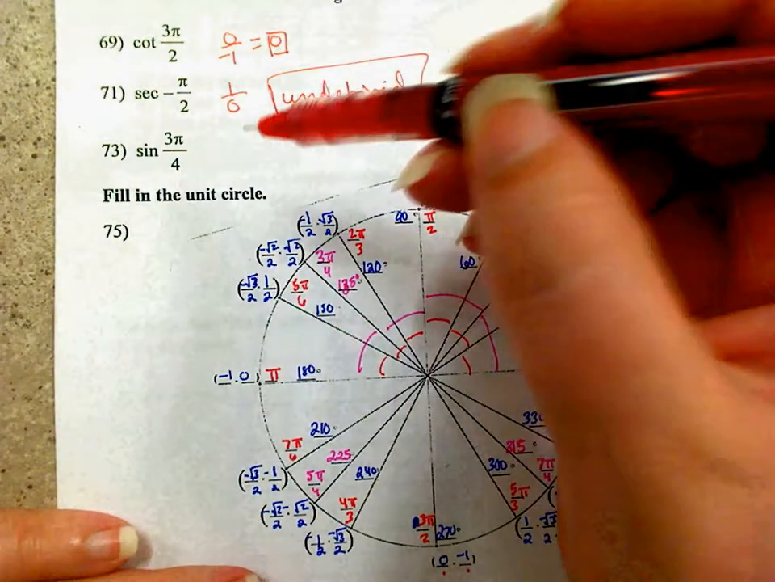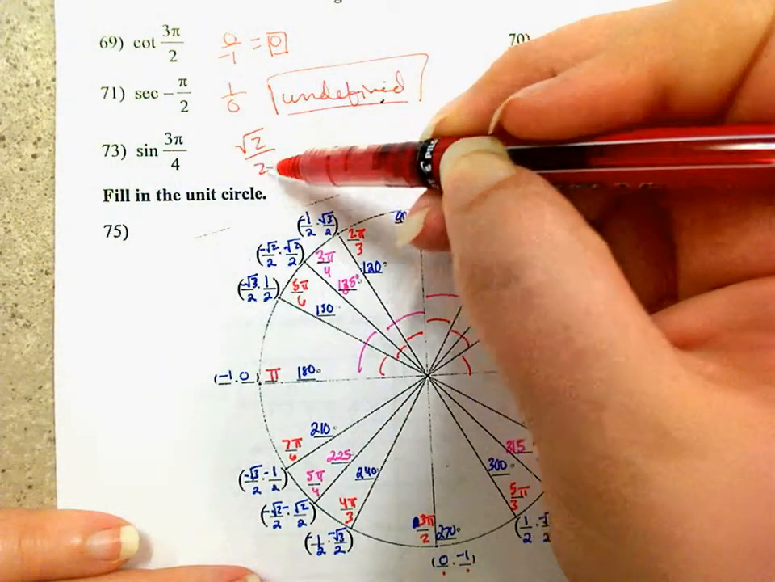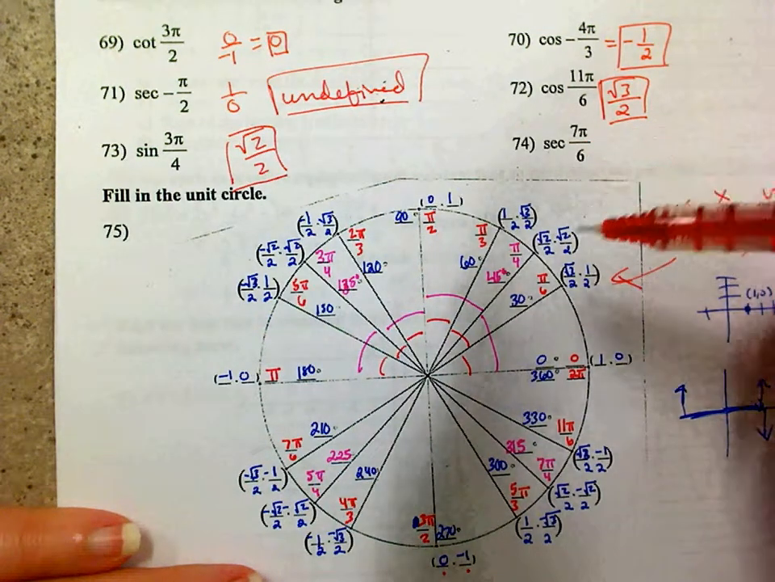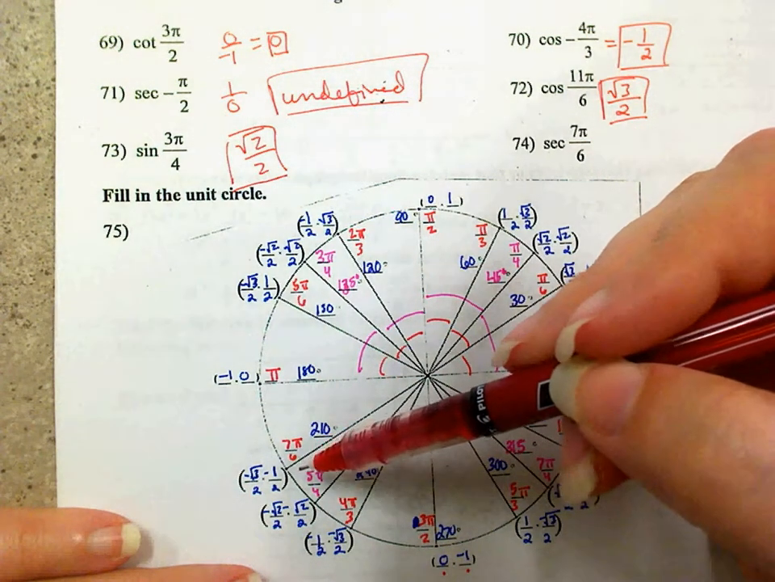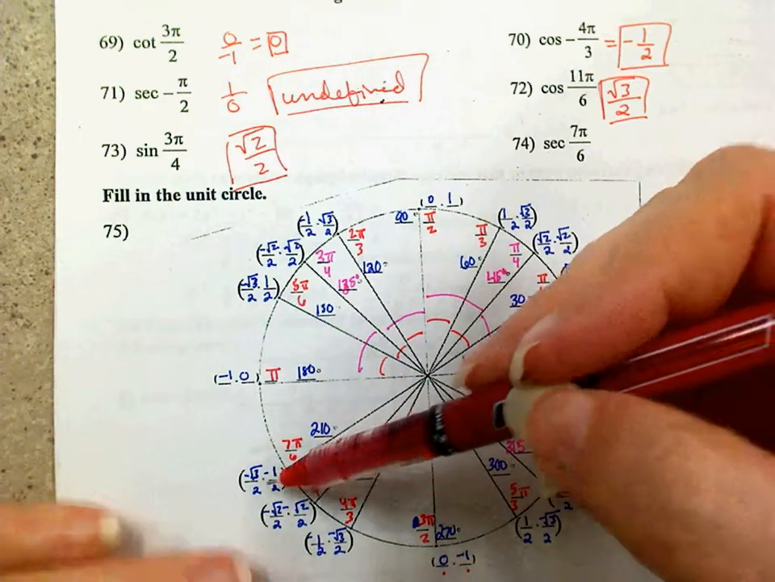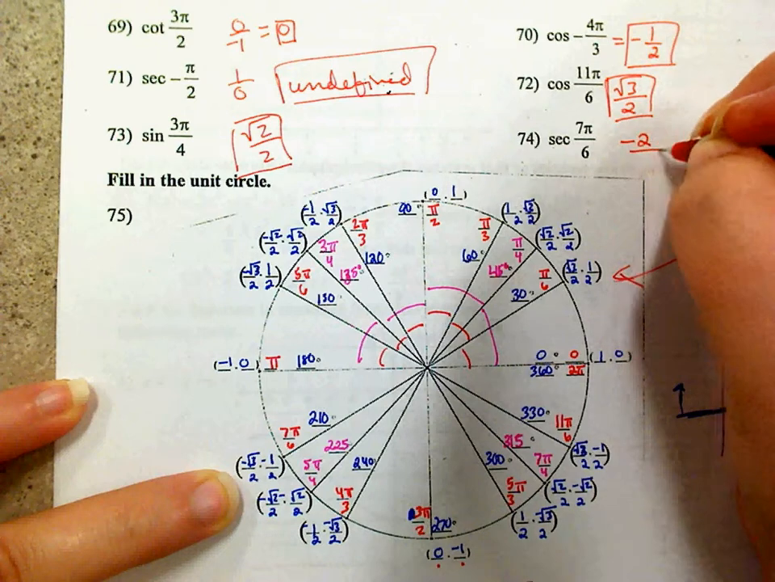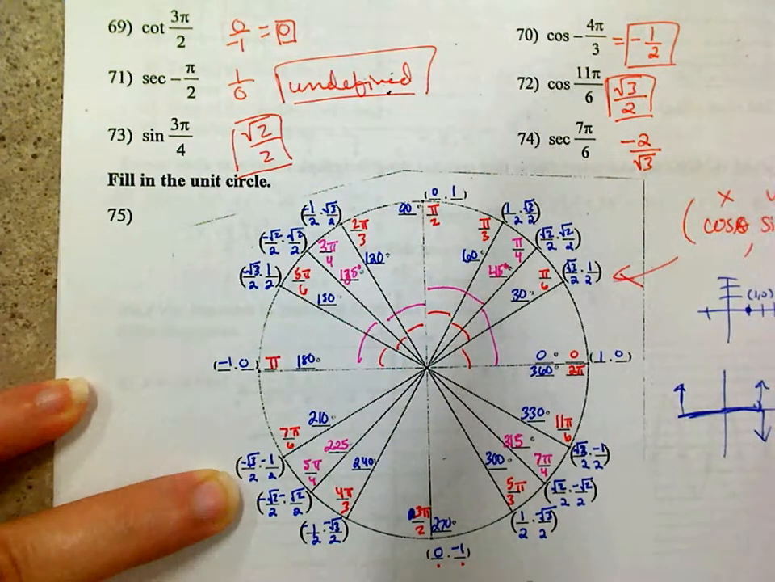7 pi over 6 right here. Secant is again the reciprocal of cosine. If cosine is a negative square root of 3 over 2, then negative 2 over the square root of 3, rationalize. So we've got negative 2 square root of 3 over 3.